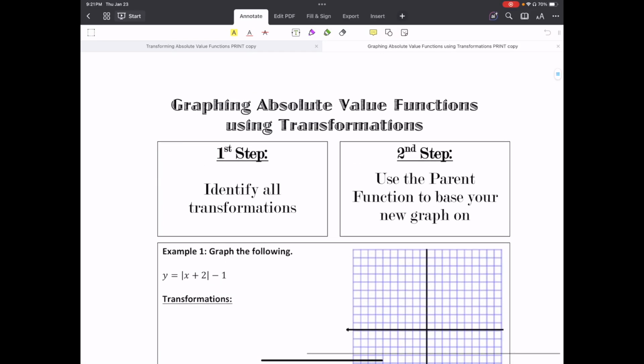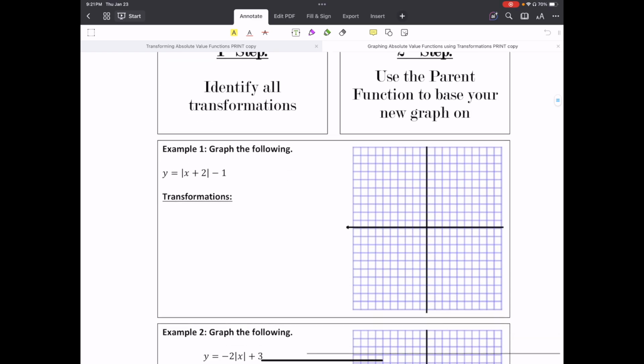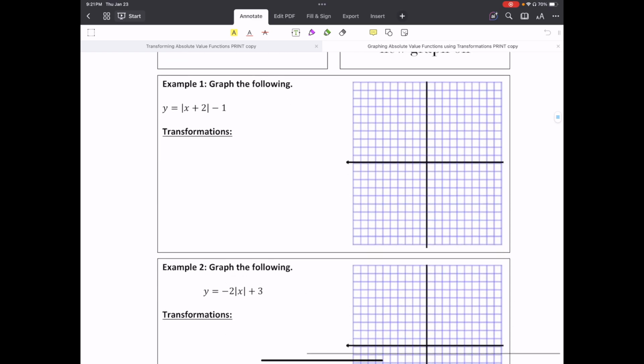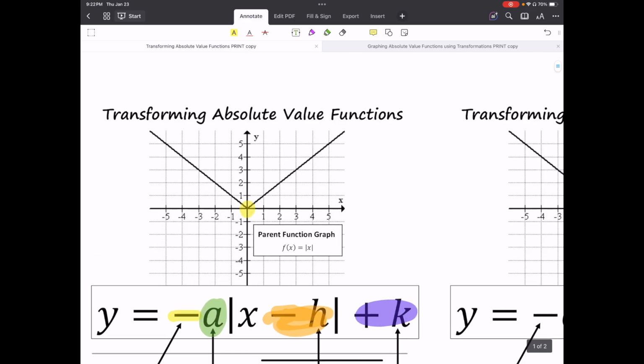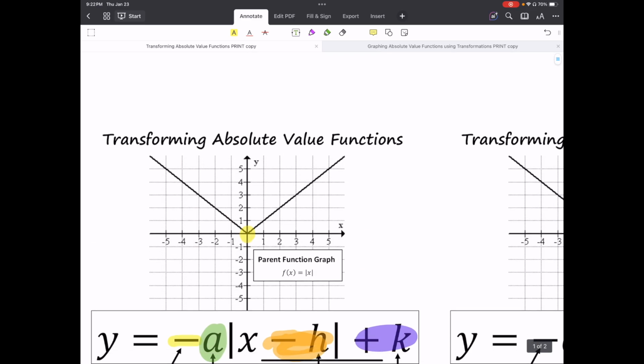Okay, so now let's use our transformations to actually sketch graphs of these absolute value functions. So if we look at number one, or first, let's talk about the steps. Step one is to identify all transformations, and the second step is use the parent function to base your new graph on. So keep in mind, our parent function is a V, and we are really going to focus on the vertex, moving the vertex.